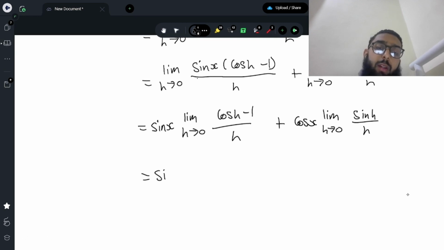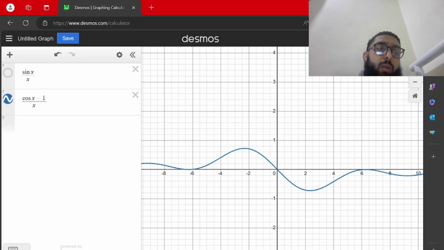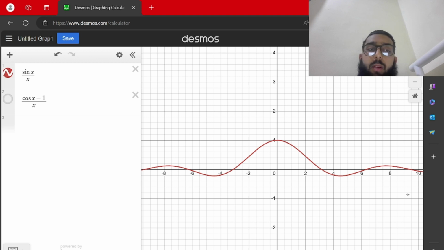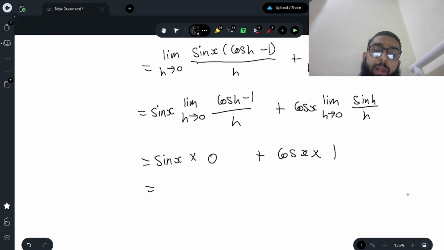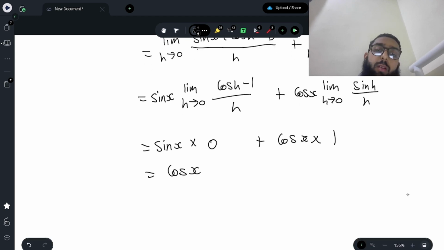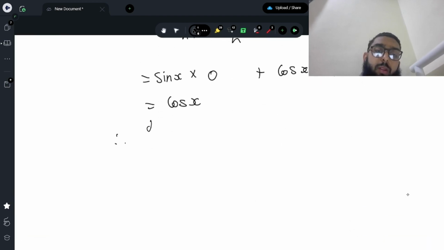So this equals sine x multiplied by 0, plus cos x multiplied by, so what does sine h over h show? Well, if we look at the graph of that, we can see that as it approaches 0, sine x over x gives us 1. So as h approaches 0, sine h over h is going to give us 1 as well, multiplied by 1. So then all we're left with is cos x. Therefore, the derivative of sine x equals cos x.